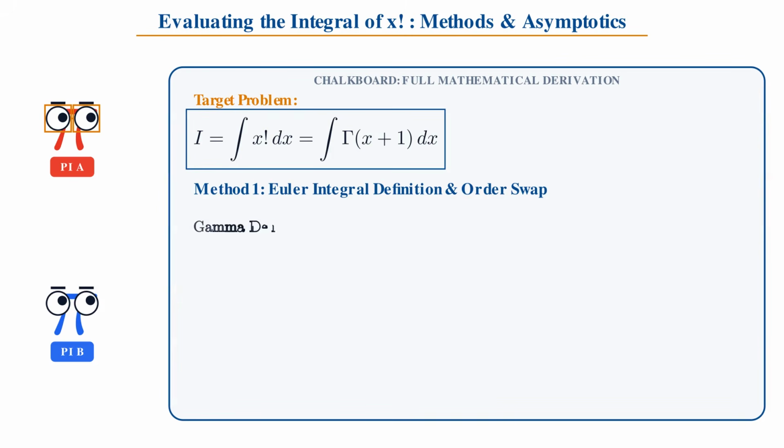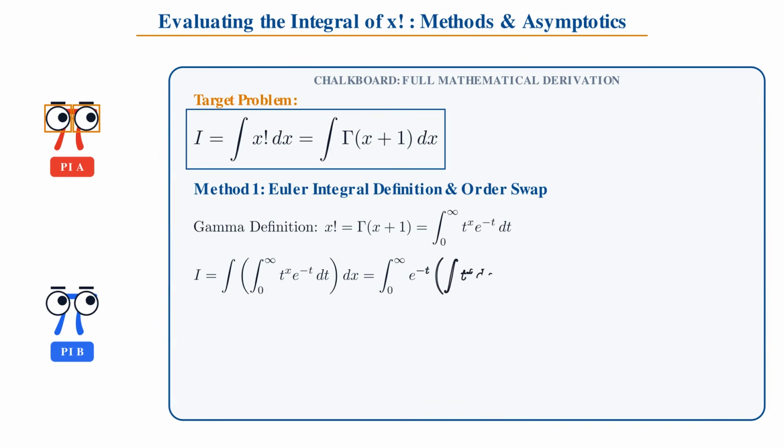Pi B begins by expressing x factorial using the Euler gamma function definition. Swapping the order of integration gives the exact double integral representation in terms of t to the x over natural log t.